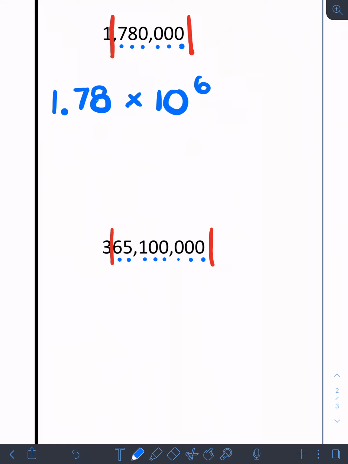Okay, so we're going to rewrite our number, 3.651. We don't have to write all those zeros because they're just zeros at the end. Then we have to put our times 10, and then we have to put our exponent. So this was 1, 2, 3, 4, 5, 6, 7, 8 digits. So it's going to be to the 8th power.